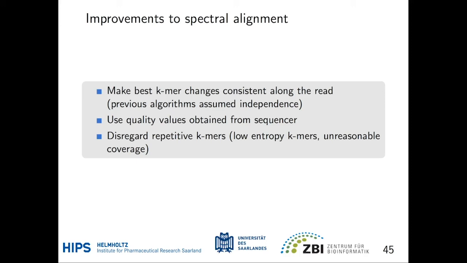We can also use quality values for the reads that we can obtain from the sequencer. The instruments that are used for sequencing can assign a value to each read of how good the instrument thinks it is. And we can prefer the k-mers that come from the reads with high quality. We can also disregard repetitive k-mers, for example, k-mers containing stretches of the same nucleotide or tandem repeats, as well as low entropy k-mers and k-mers that have unreasonable coverage, because these k-mers will most probably mess up the assembly anyway.